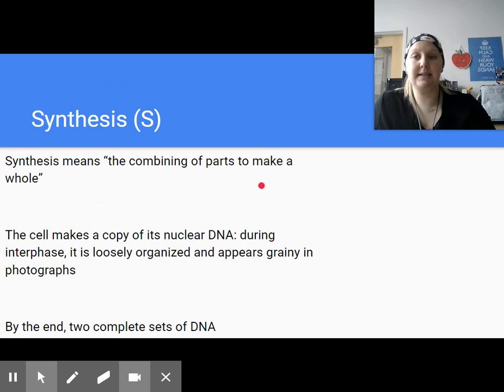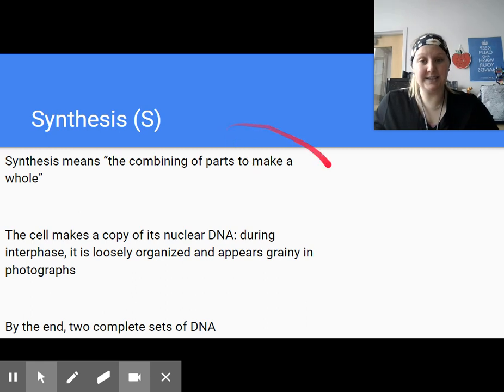In synthesis, or DNA replication, the cell is physically making a copy of its DNA. It's not doing anything else during this point. It's the nucleus's job to take over. Human cells have 46 chromosomes in them. And when you multiply that by 2 during synthesis, we end up with 92 chromosomes in our cells. That's crazy. But this makes sure that every cell has the proper number of chromosomes in it moving forward.